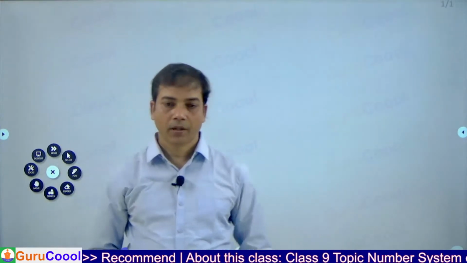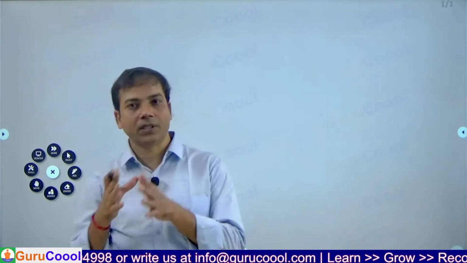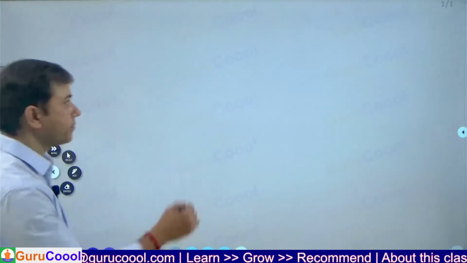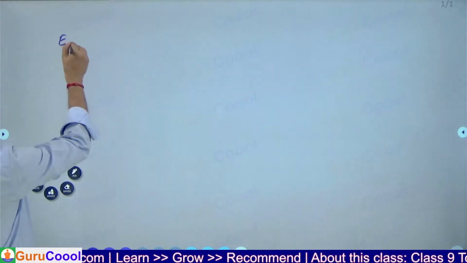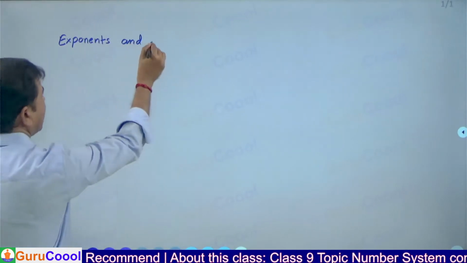So, now we have finished our first chapter, that was number system, and now we are starting a new chapter, that is exponents and real numbers. We'll discuss exponents. In NCERT, all these things are clubbed in the same chapter, the first chapter only. So according to NCERT, it's the first chapter only going on. Topic is exponents and real numbers.